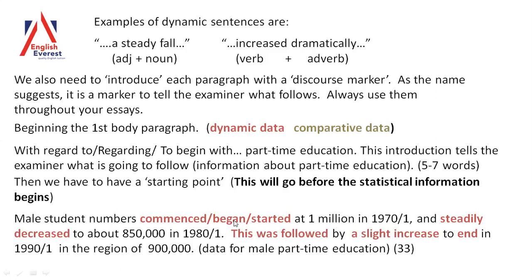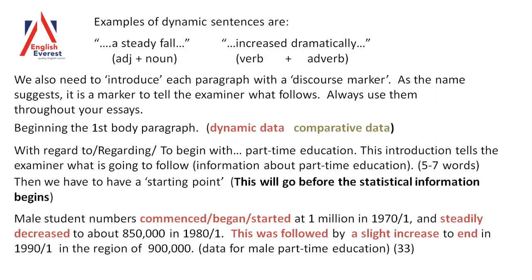So the numbers, let's just choose, began at 1 million in 1970 and steadily decreased. Now, here you can actually use adverb verb. I've given you an example there. It's okay to write adverb verb, but the general rule is, if you're not sure, stick to verb adverb. So here we would say and decreased steadily to about 850,000 in 1980 to 81.